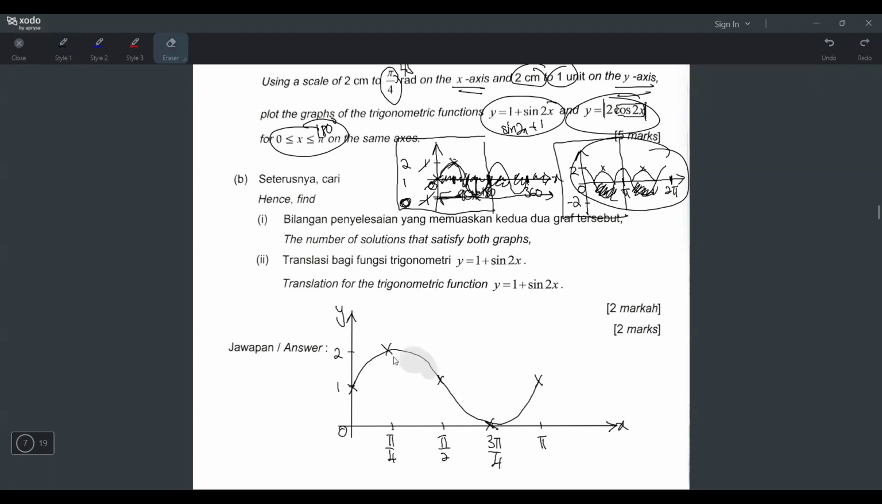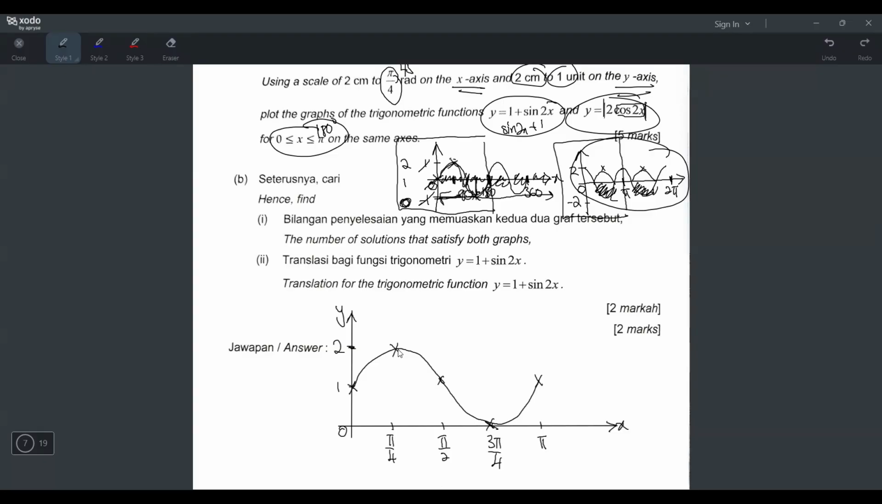Okay, let me draw nicely again. So something like this, right? Let me draw again. Okay, so pi over 4, 2. Okay, let me draw a bit higher. Okay, so this one is 2. Okay, so yeah, that's the answer.